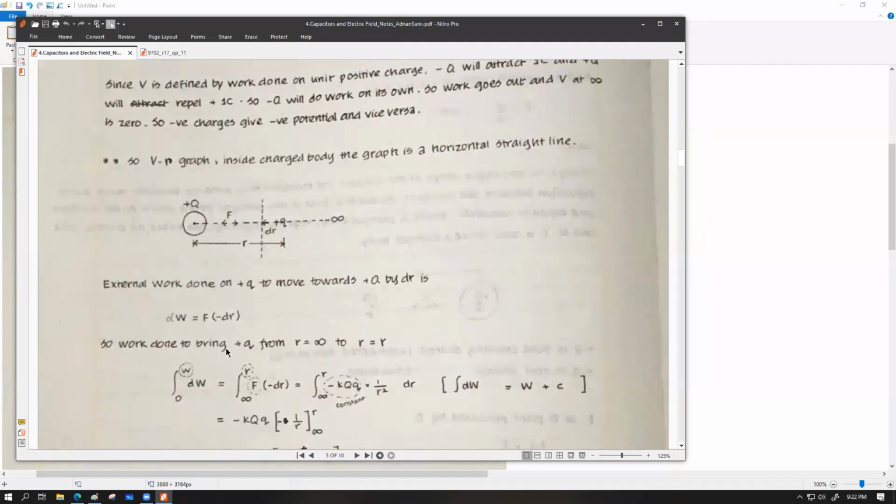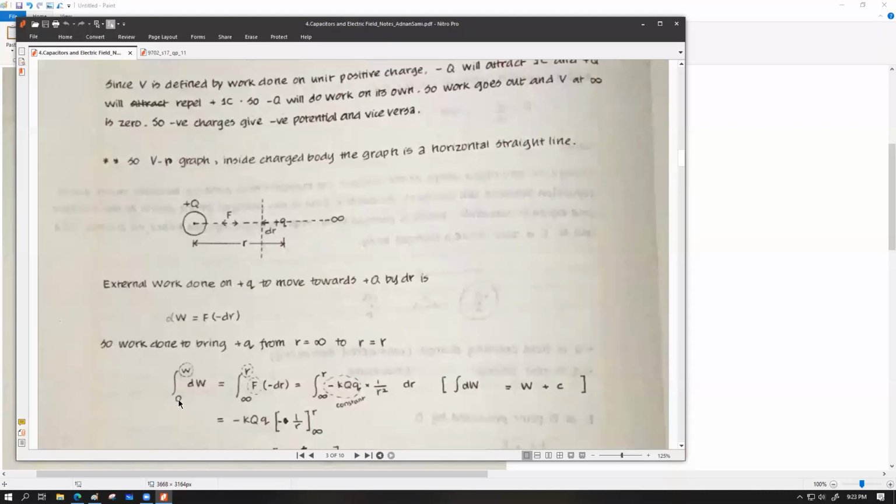Now we're going to integrate this with the appropriate range, the work done to bring plus Q from r equals infinity to r equals r. So we are trying to integrate the amount of work done, how much work needs to be done to move it from here to here. So this is our initial case, this is our final case. The initial case goes at the lower limit, the final case goes at the top limit.